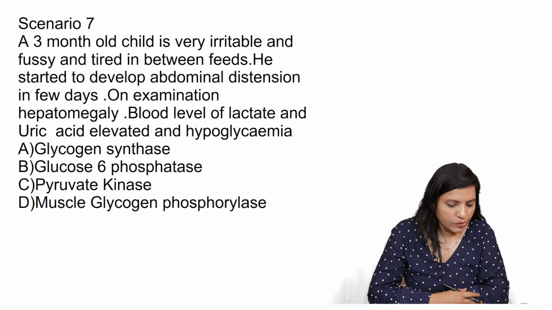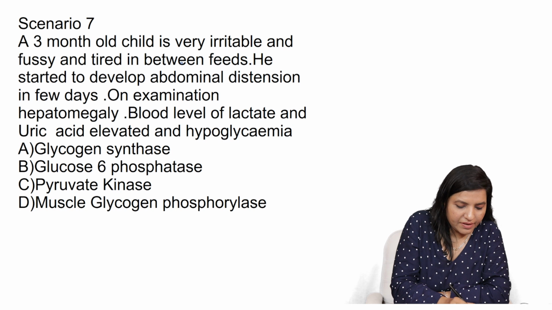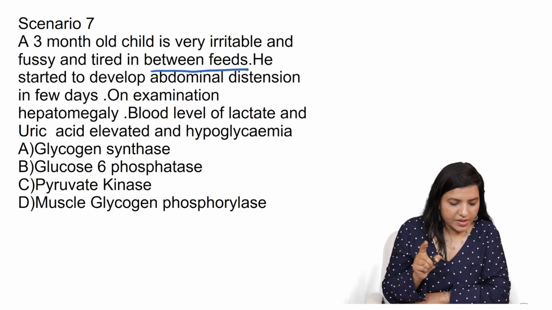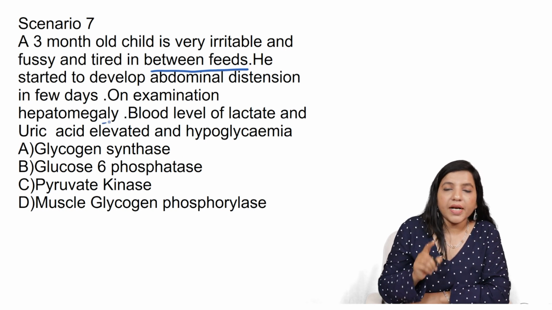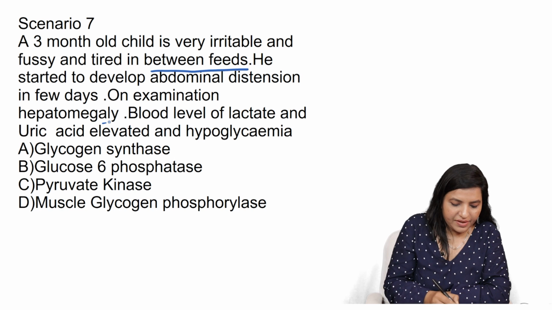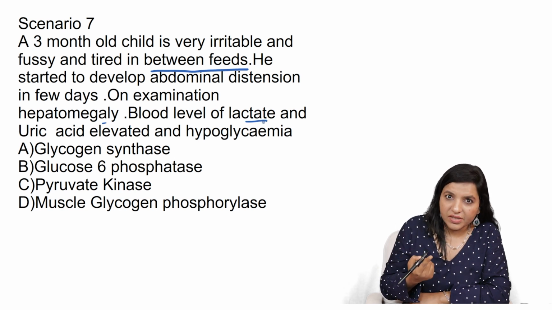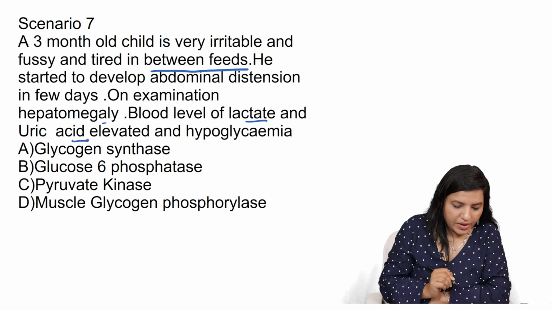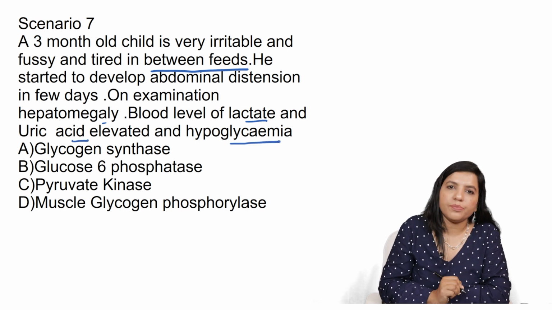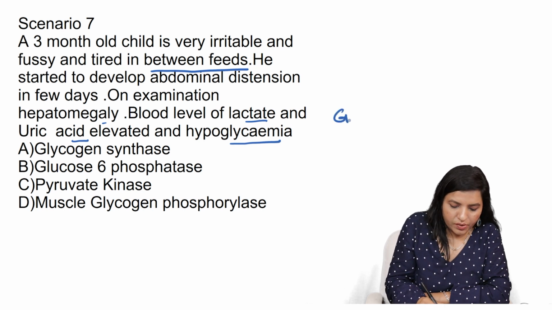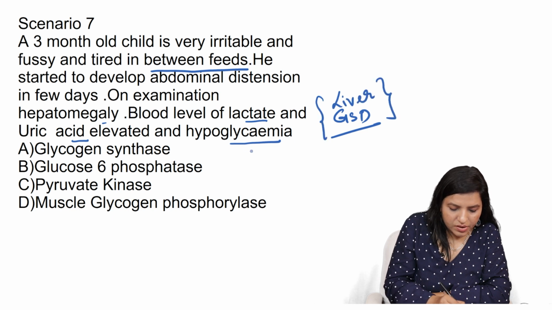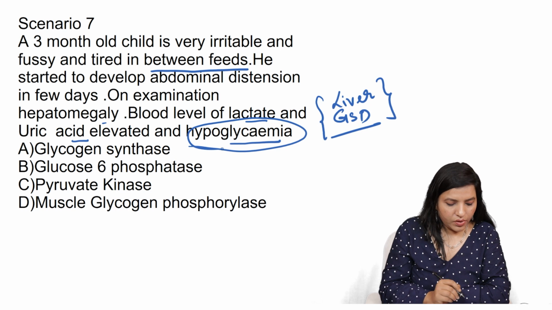Then one more question. That is the 7th question. A 3-month-old child is very irritable, fussy and tired in between feeds. That word, in between feeds, is very important. He started to develop abdominal distension, hepatomegaly, and blood levels of lactate and uric acid are elevated. This child also has hypoglycemia. So, all these are pointers towards a glycogen storage disorder, and specifically a liver glycogen storage disorder, because there is hypoglycemia. So, now what is the answer?